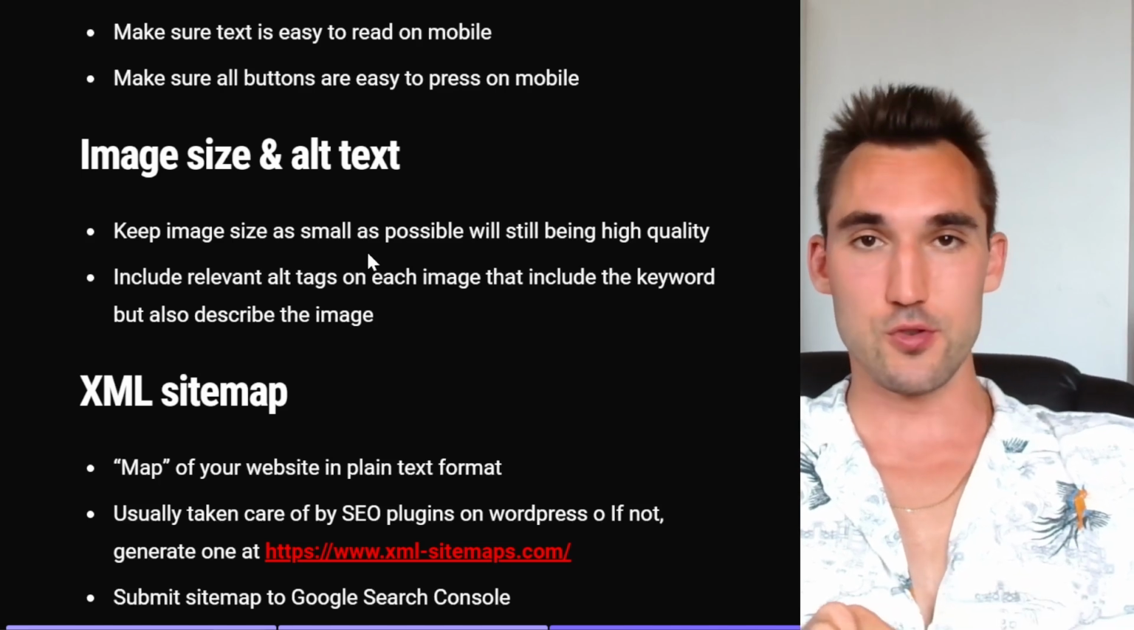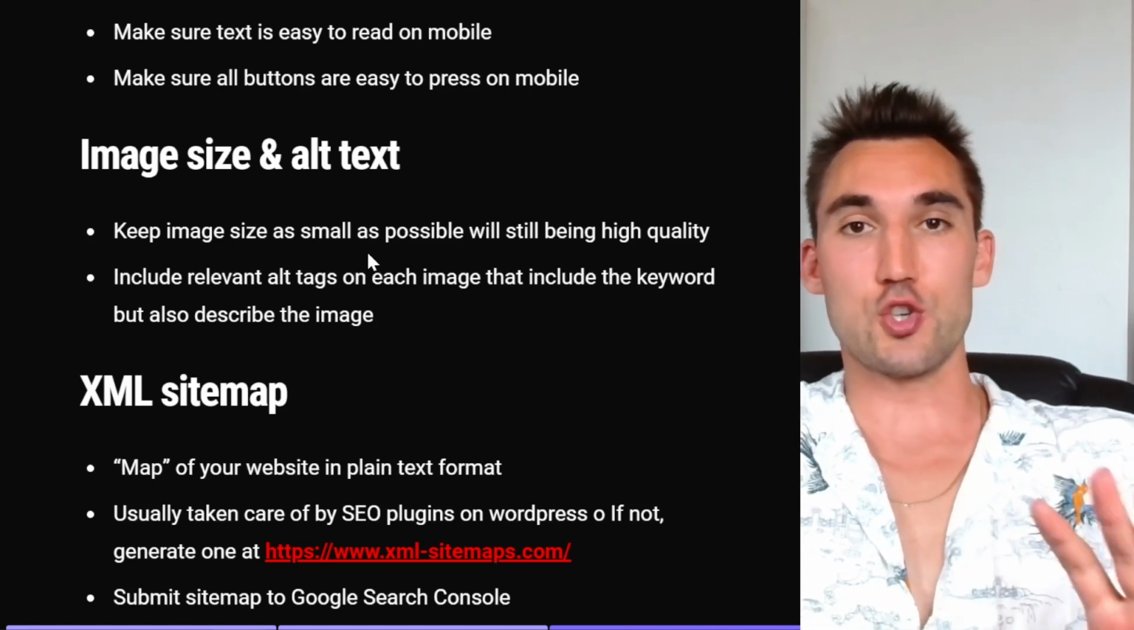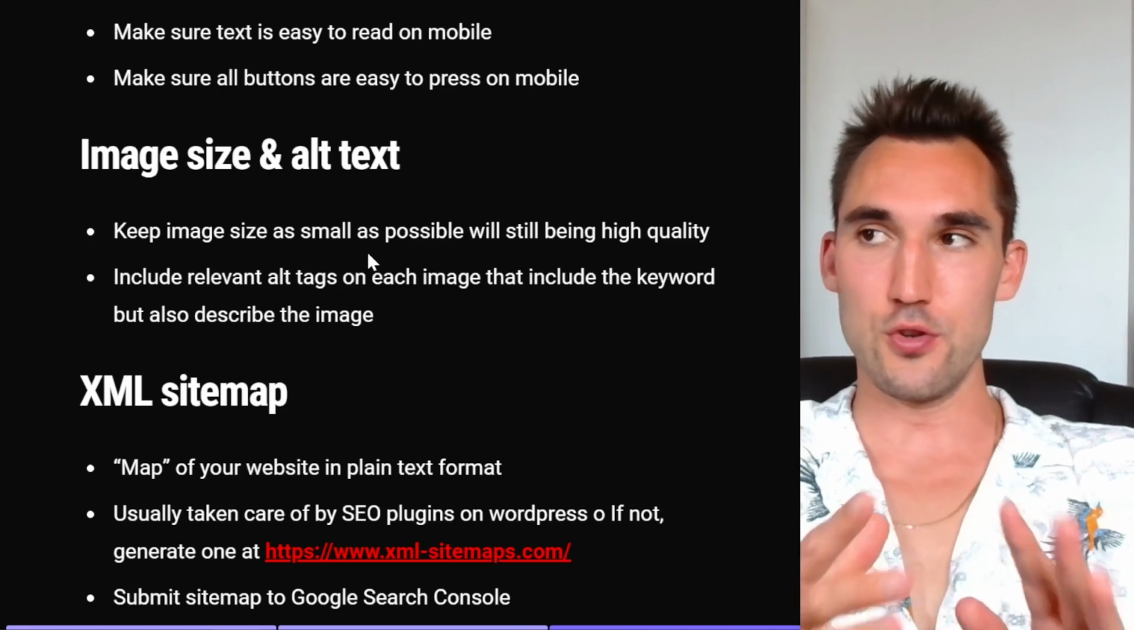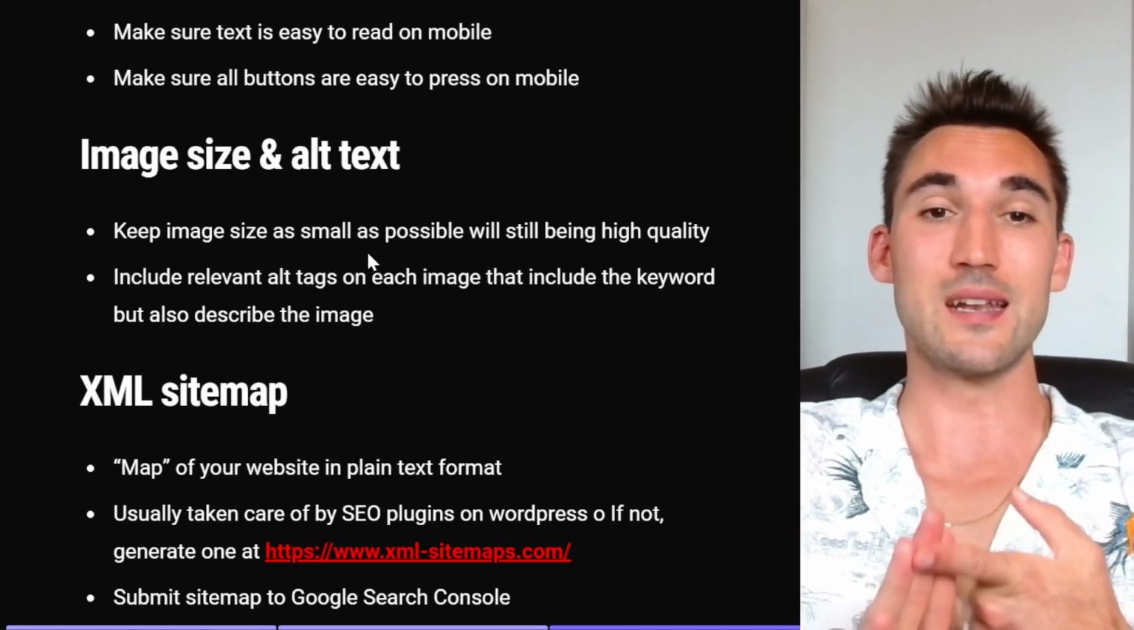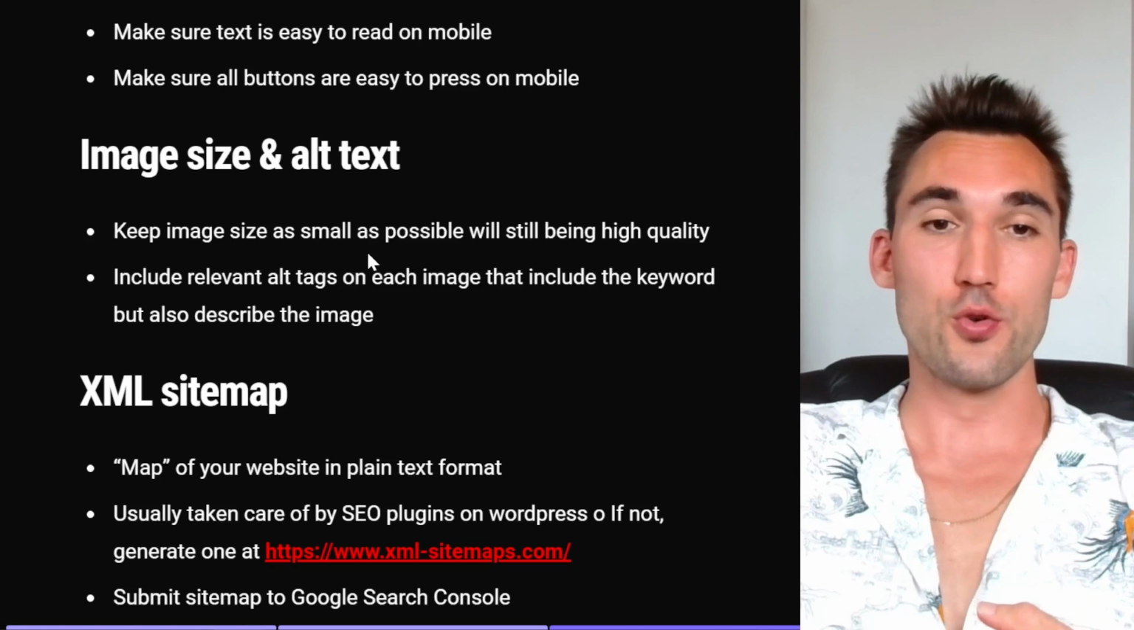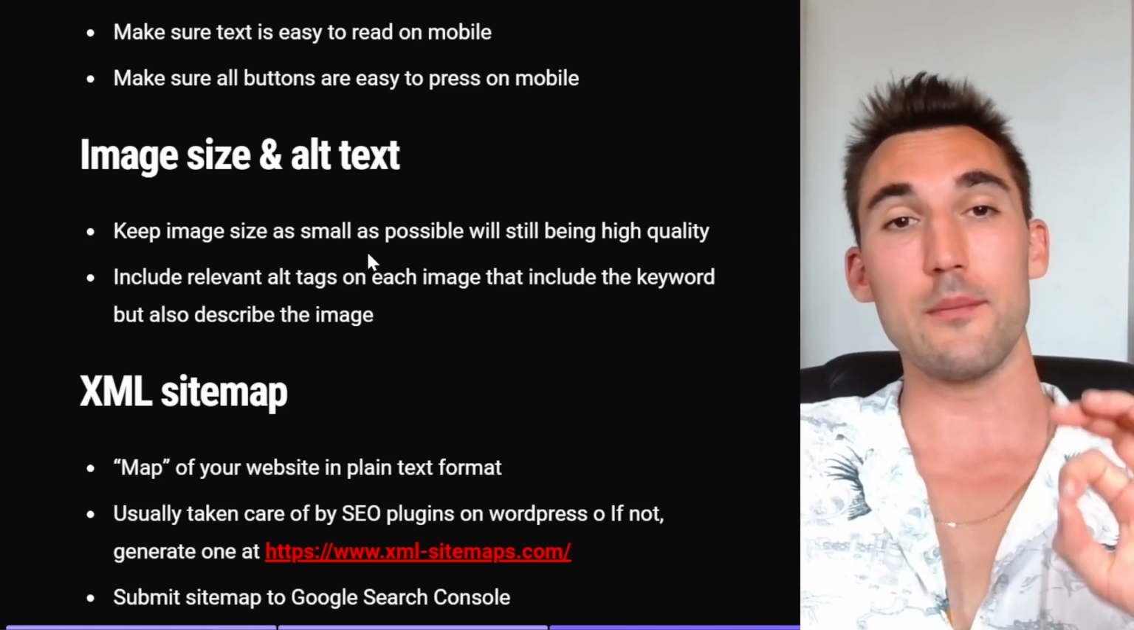There are plugins that will do that on WordPress, and other systems like Shopify typically do that automatically. So you want to do that. You also want to make sure you have relevant alt tags on each image that include the keyword, but also describe what the image is.